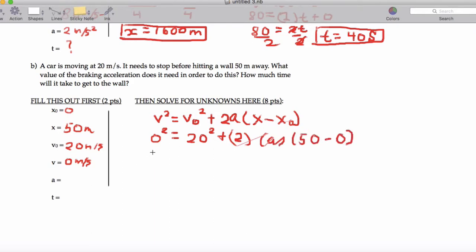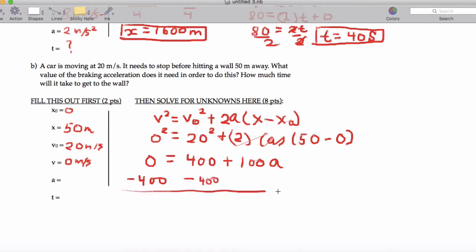When I simplify this out, that's going to give me 0 equals 400 plus 100 times a. We'll subtract 400 from each side. And so we're going to end up getting negative 400 equals 100 times a. And that's going to give us that a is negative 4 meters per second squared.